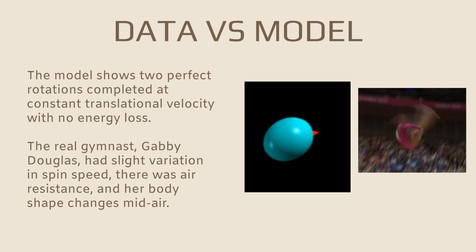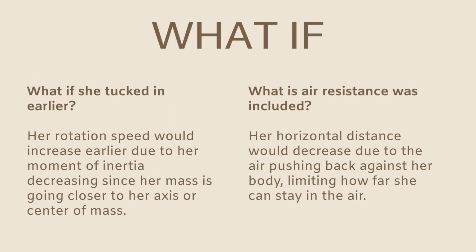To consider these physics concepts on a bigger scale, 2 what-if questions were theorized. One was, what if she tucked in earlier? This would lead to her rotation speed increasing at an earlier time due to her moment of inertia decreasing, because when she tucks, her mass is going closer to her axis or center of mass, which means the moment of inertia would become smaller. What if air resistance was included? Her horizontal distance would then decrease due to the air pushing back against her body, which then limits how far she can stay in the air.